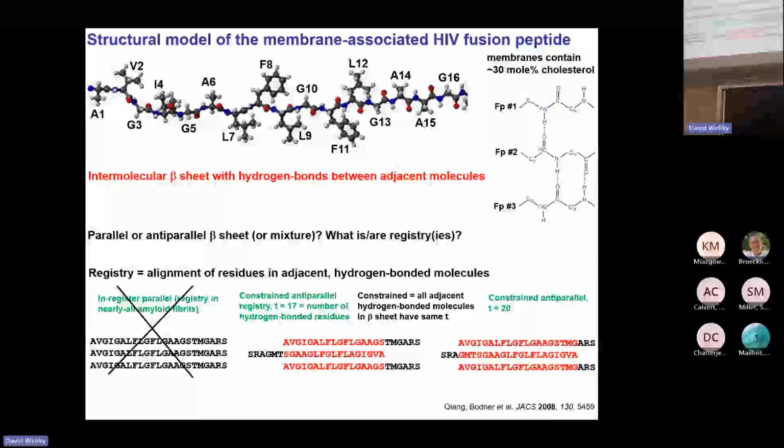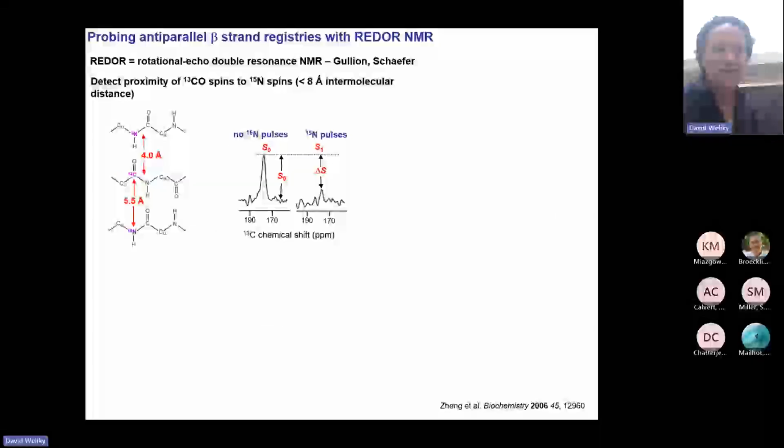So if you have anti-parallel, then there's another potential variation, which is called registry. This is really which amino acids are hydrogen bonded between the adjacent molecules. So I created an index, I'm going to call it little t, and it's simply the length of the beta sheet. Here you're seeing a t equals 17 anti-parallel sheet. This is t equals 20. The next set of experiments was to see if we had a single value of t, or a couple of values of t. It turned out our sheets actually have many values of t. So there are many different anti-parallel beta sheet structures.